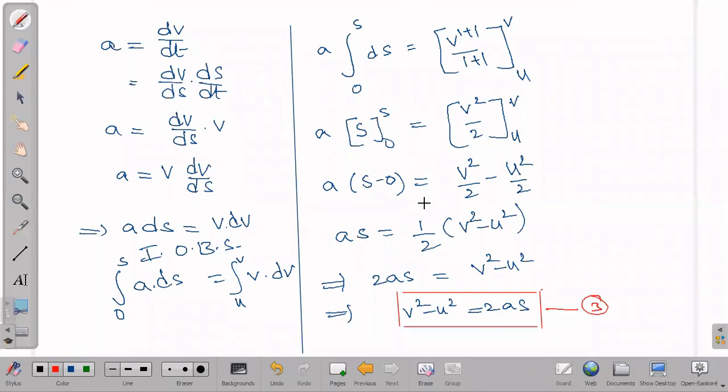That is about all the three types of equations of motion; we have completed them. We will go with the problem-solving part in the next class.